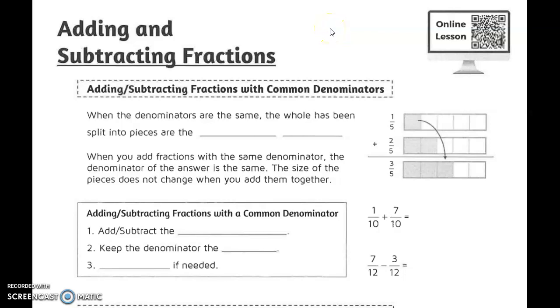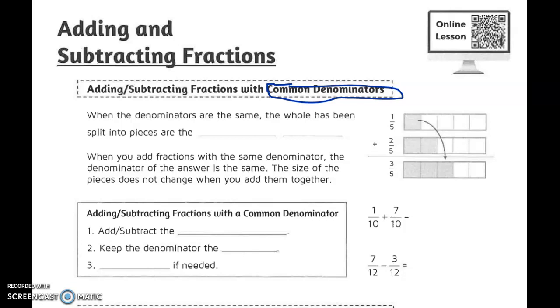Hey everybody, today in this video we're going to be going over adding and subtracting fractions. So let's go ahead and get right into it. When we're adding and subtracting fractions, it's very easy if we have a common denominator. Sometimes we'll have a common denominator and we can just go ahead and solve. Other times we're going to need to find a common denominator and change up how that fraction looks.